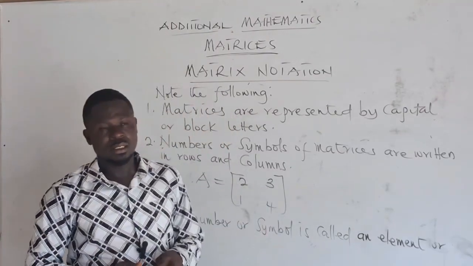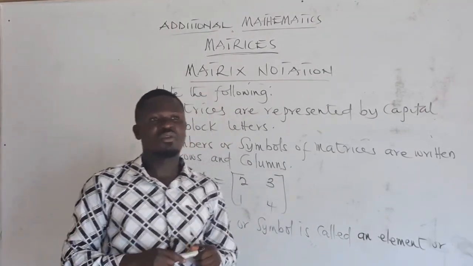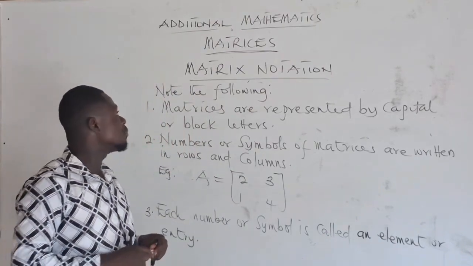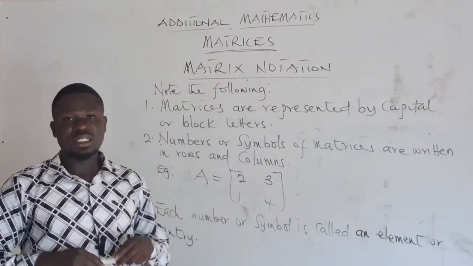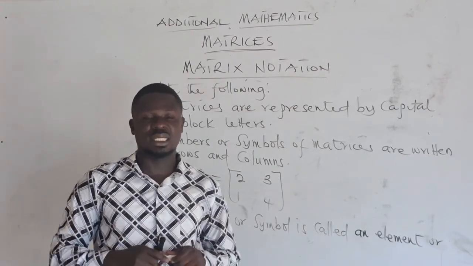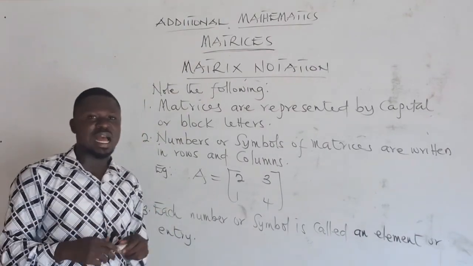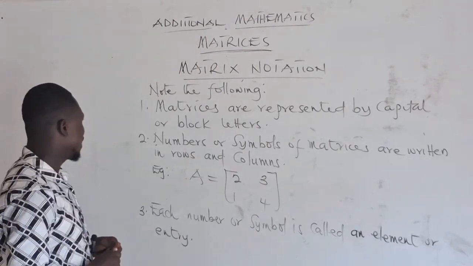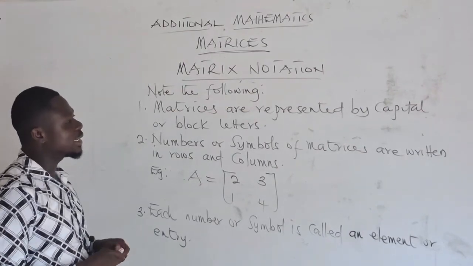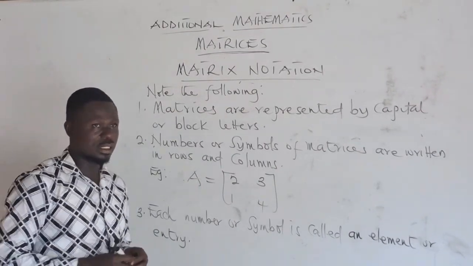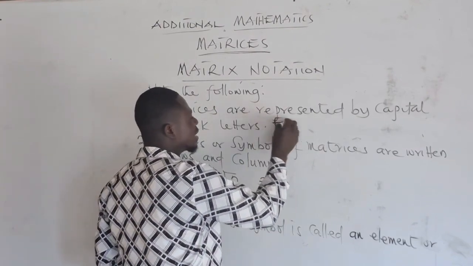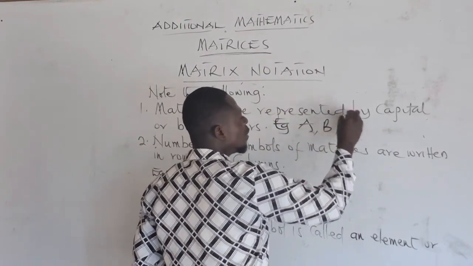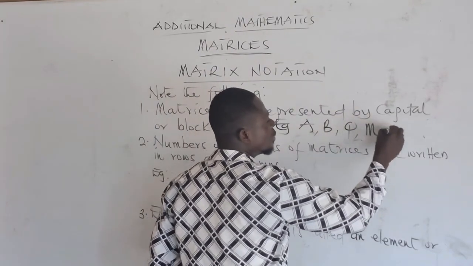Having obtained the definition of a matrix and some practical examples, let's look at matrix notation. Matrix notation is all about how matrices are written. Before you can correctly write a matrix, the following should be noted. 1. Matrices are represented by capital or block letters. Example, you can have matrix A, matrix B, matrix Q, matrix M, etc.